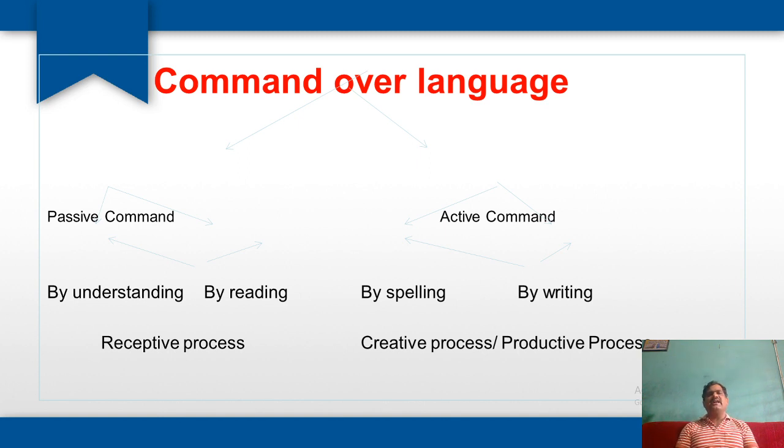So if we can find that command over the language, what are the basic commands of the language for development of the skills? That is also known as the passive command and active command. Which are the passive commands? By understanding and reading, these are essential for the receptive process, so these are known as the passive command. And on the other hand, there is the active command, by speaking and writing. It can create something else, it can produce, so that's why these are known as the active command. We have to follow these commands while we are developing the listening and speaking skills among our learners.